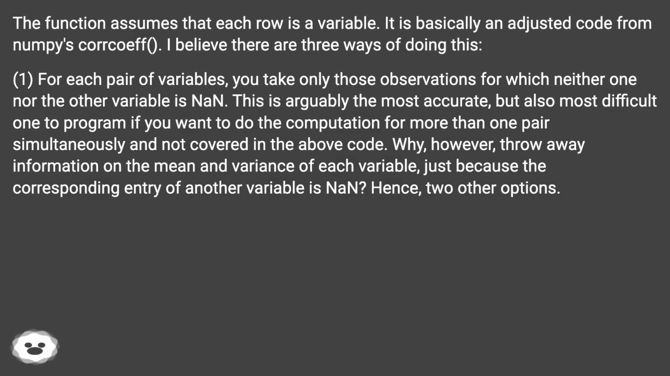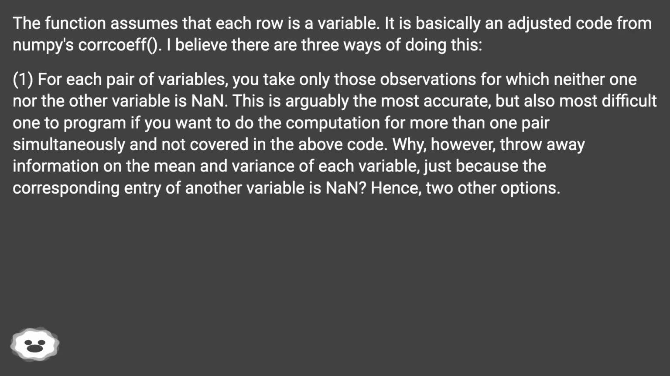The function assumes that each row is a variable. It is basically an adjusted code from numpy's corrcoef. I believe there are three ways of doing this. 1. For each pair of variables, you take only those observations for which neither one nor the other variable is NaN. This is arguably the most accurate, but also the most difficult one to program if you want to do the computation for more than one pair simultaneously, and not covered in the above code.